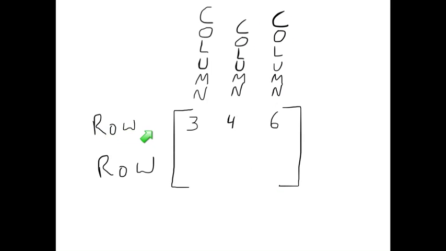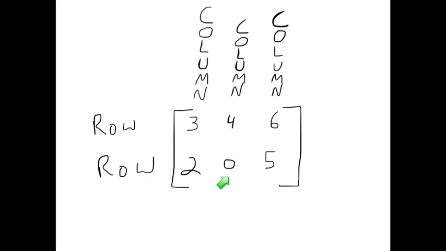Here's a row. This row has the numbers 3, then 4, then 6 in it. This is called row 1. Column 1 would be right here. So the 3 is in row 1, column 1. Row 2 is the 2, the 0, and the 5.